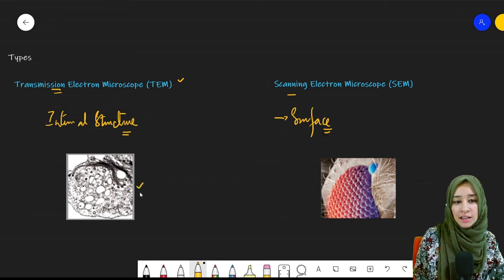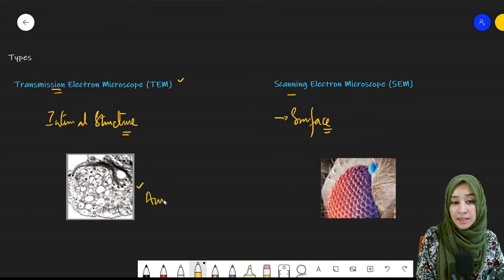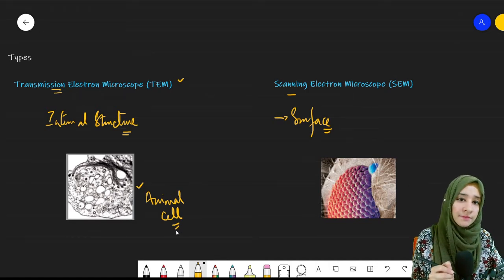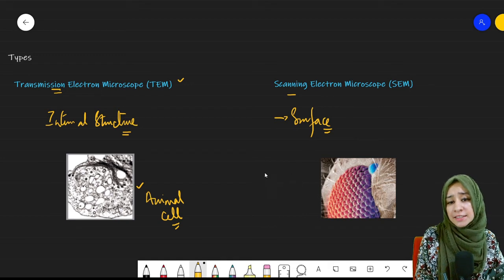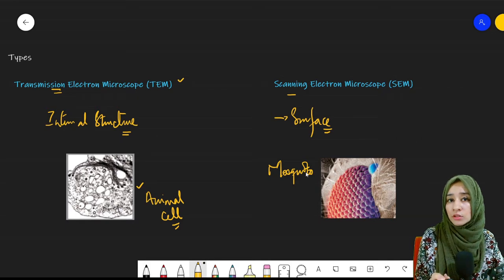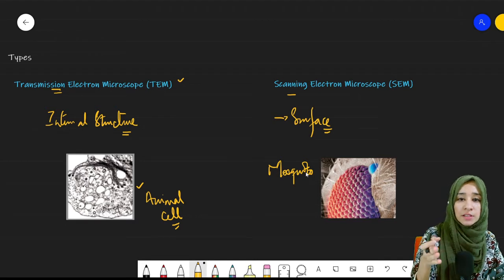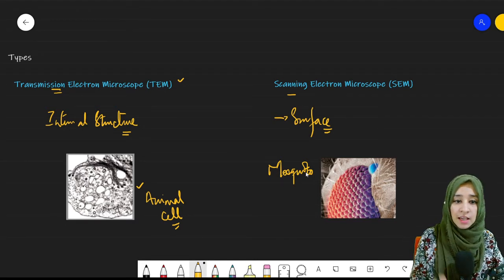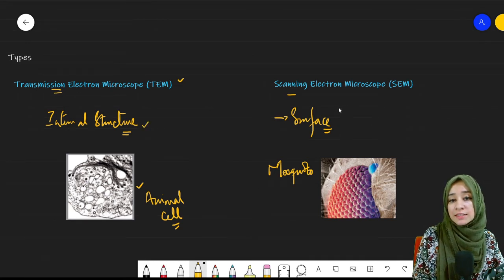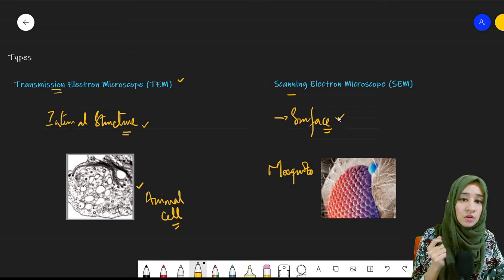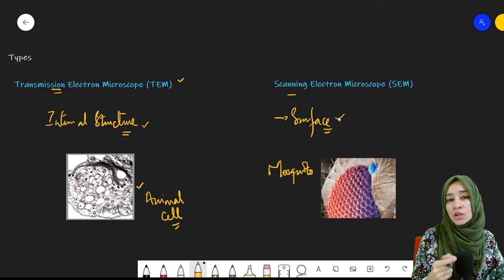You can see a picture given through the transmission electron microscope of an animal cell. It is showing the internal structure of the animal cell. Clear? Whereas this is the eye of a mosquito, the surface of the mosquito, that is shown through the scanning electron microscope. So the major difference is this: the transmission electron microscope shows the internal structures, whereas the scanning electron microscope shows only the surface of a cell or an organism, how it looks.